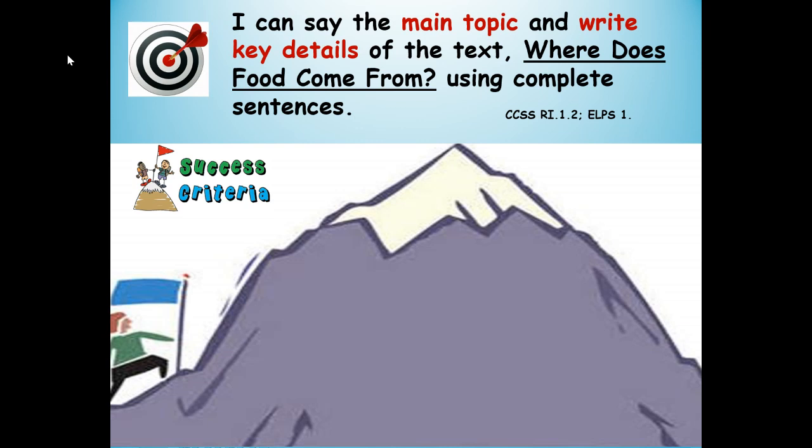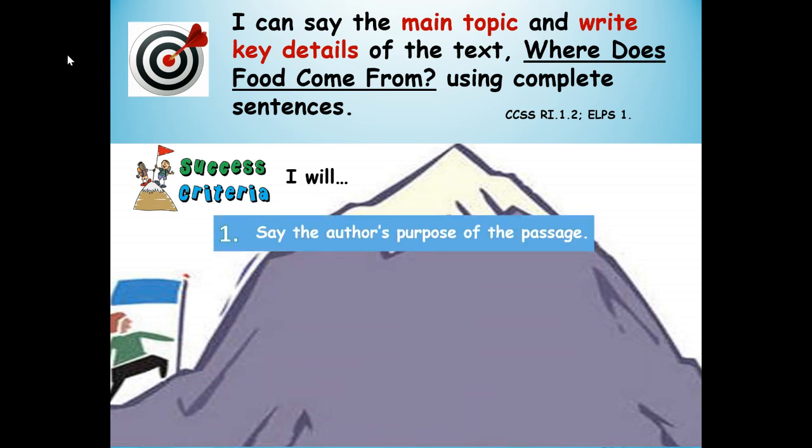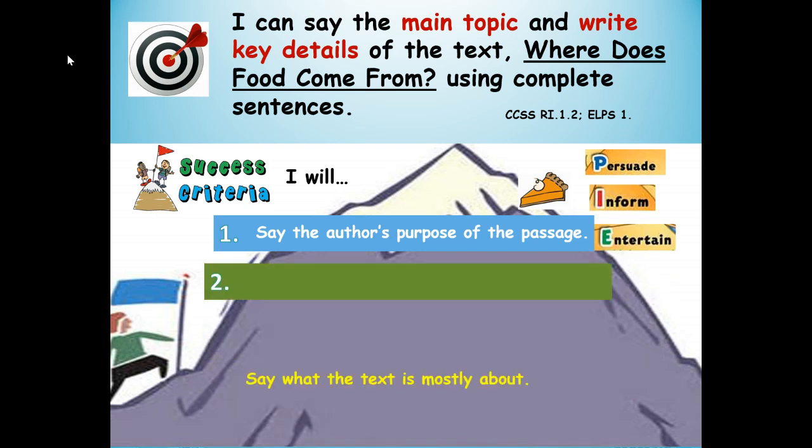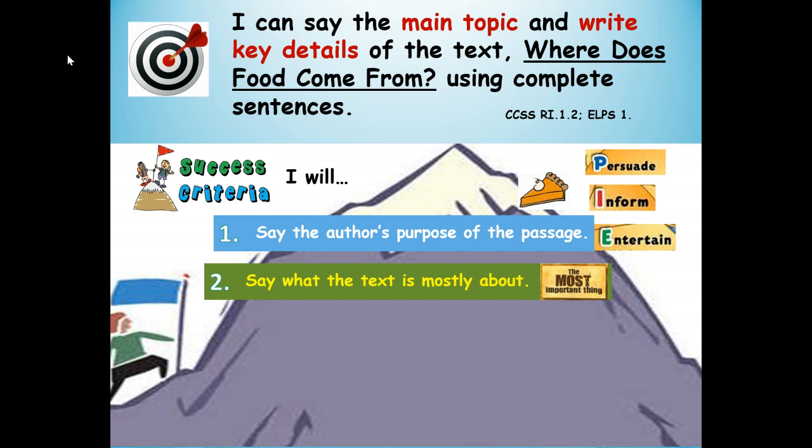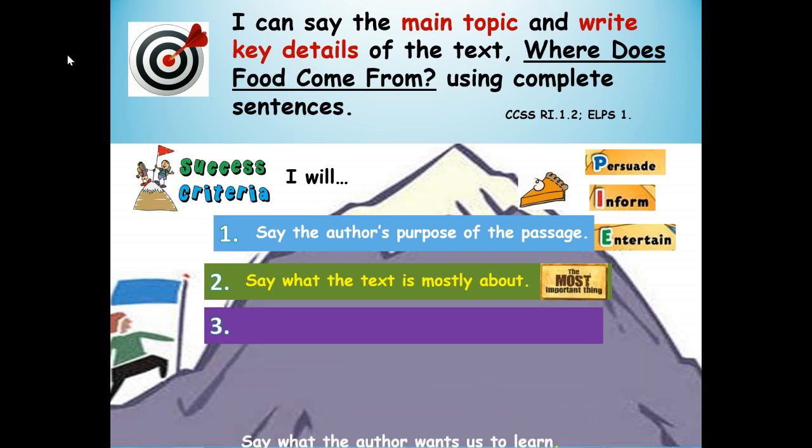Well, here are our steps to success. I will, number 1, say the author's purpose of the passage. It's as easy as pie. Pie stands for P, persuade, I, inform, or E, entertain. Number 2, I will say what the text is mostly about. That's your main topic.